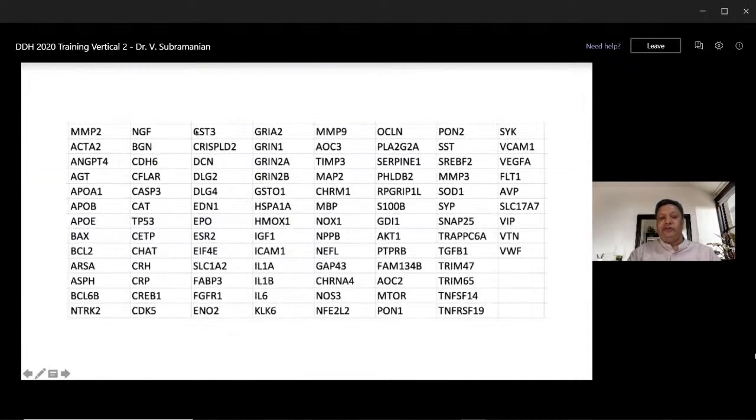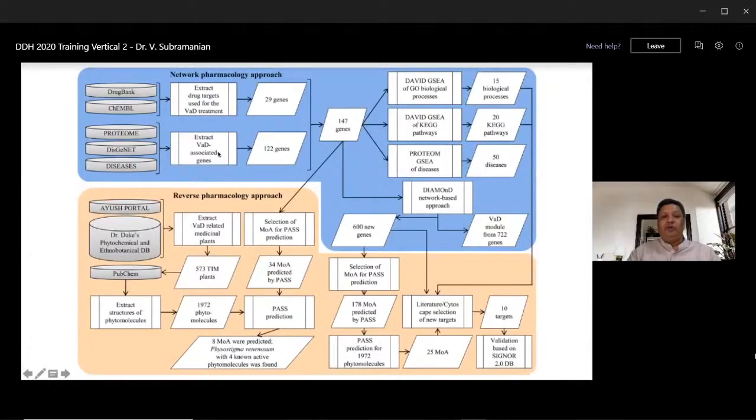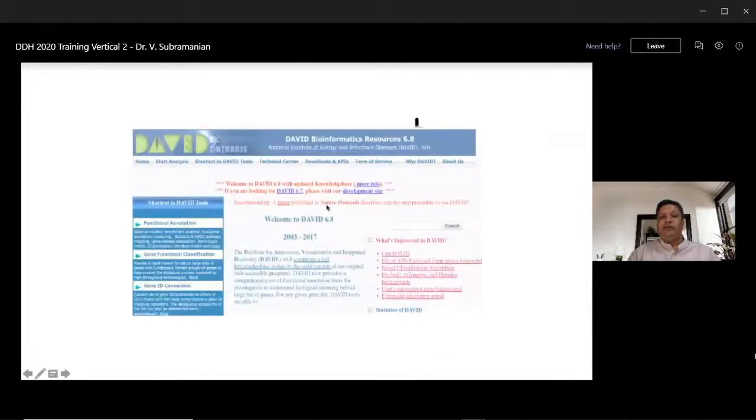Find what these gene associations are. So we find again a list of these. We added this list of genes again to this pool. So 29 here, 122 here. So the total number of genes becomes 147.